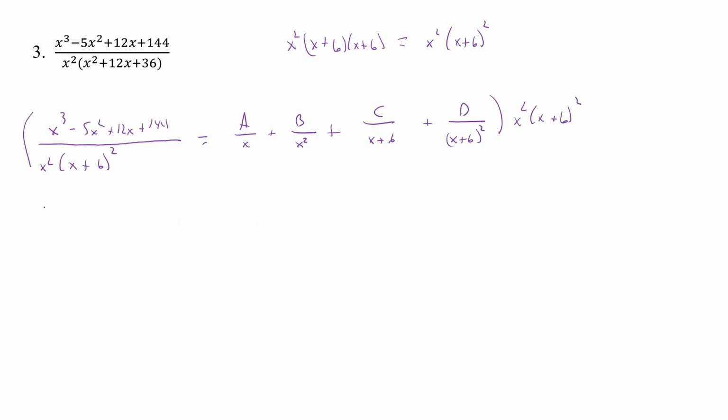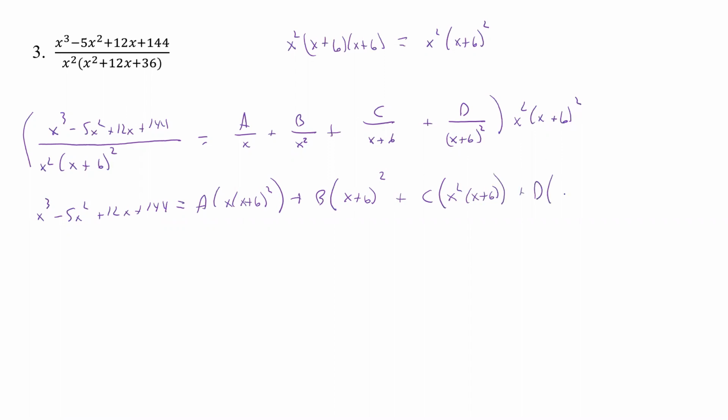So multiplying that out, we get our first term the same, x cubed minus 5x squared plus 12x plus 144 equals. Now when we take x and cancel that, we still have a times x plus 6, the quantity squared. Okay, then we have plus b times, well, the x squareds cancel, so then it's just x plus 6, the quantity squared. All right, plus c times, well, one x plus 6 is gone, but we still have x squared times x plus 6. Plus d times, well, when the x plus 6 squared cancels, we have x squared. And so that looks to be what we have.